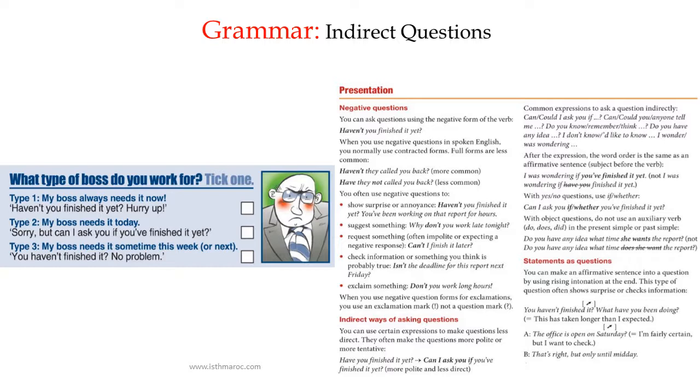Presentation, negative questions. You can ask questions using the negative form of the verb. Haven't you finished it yet? Or, for example, I tell you, you traveled to Casablanca. I tell you, didn't you travel to Casablanca last time? So you start your question with a negative form. Didn't, haven't, don't, etc.